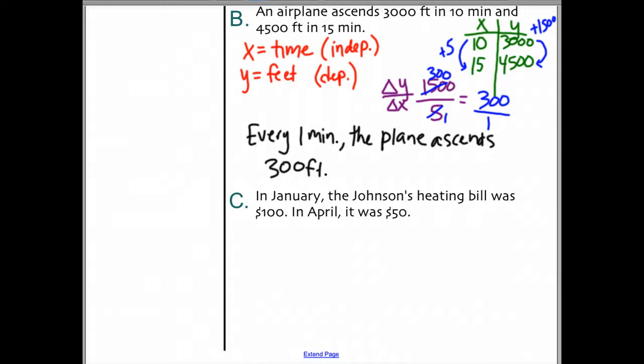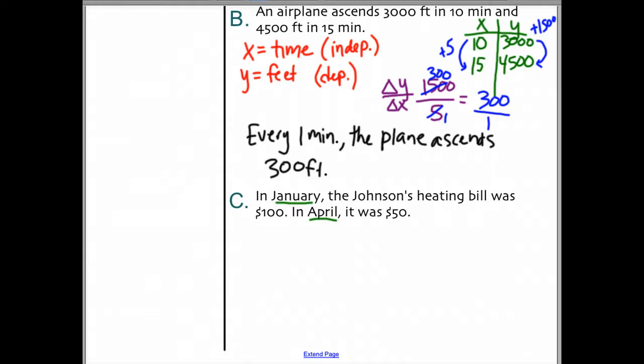And moving on to our last example in this part of the video. It says, in January, the Johnson's heating bill was $100. In April, it was $50. Now you're probably wondering, there is only one variable, and that's dollars, but I want to point something else out to you. We're talking about months, so we're talking about January and April. So those are going to correspond with different numbers.